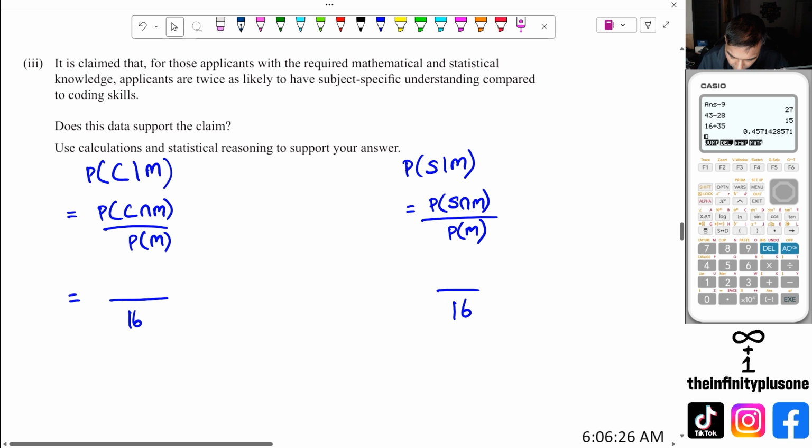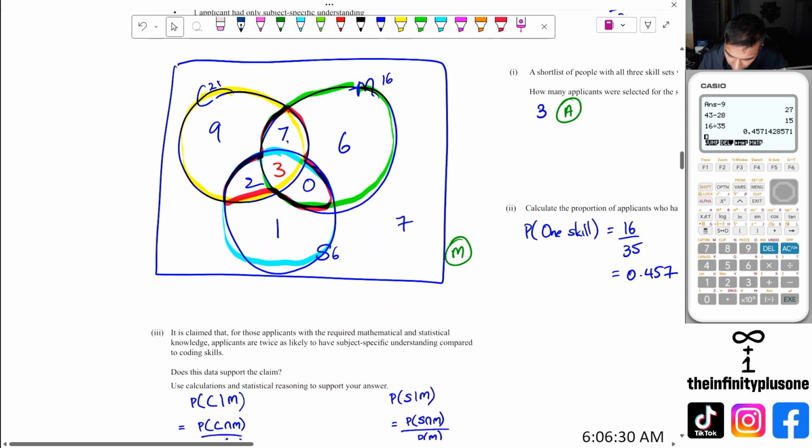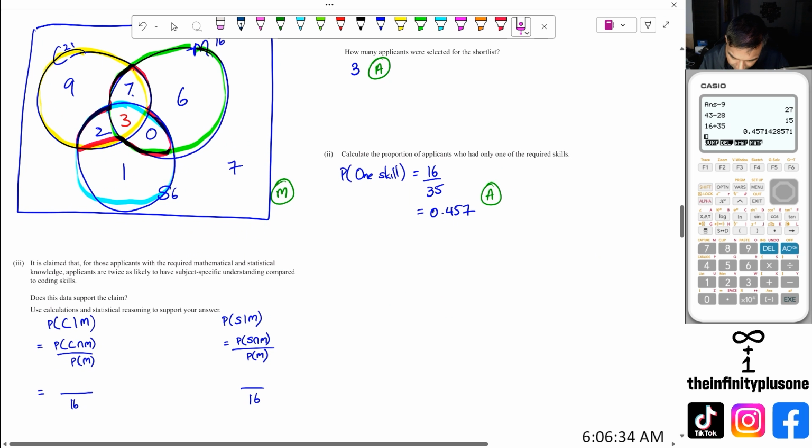And then we're going to look for C and M. If you look at C and M, it is this part right here. So that's going to be 10. Subject specific and M is going to be this one here. That's going to be 3.